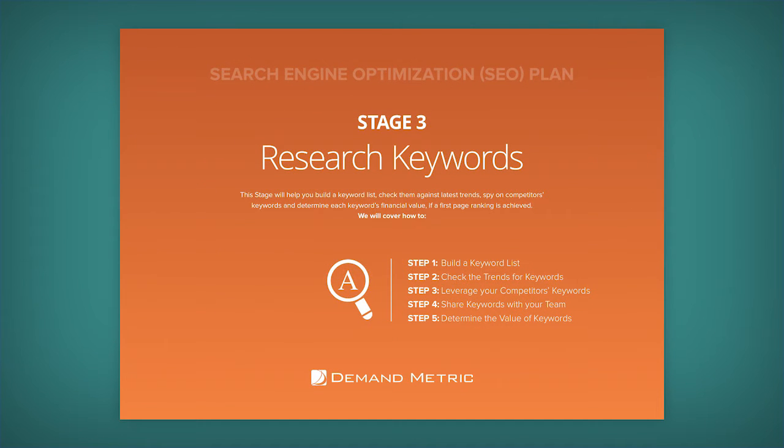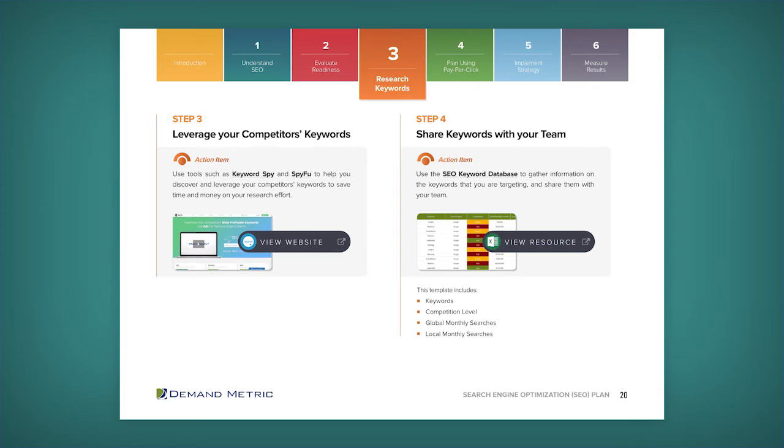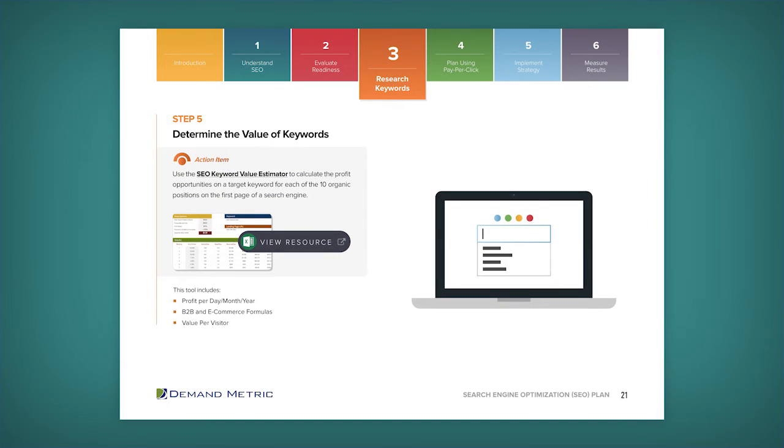In stage 3, you're going to research keywords. And here, the first step is to build a keyword list. Next, you're going to check the trends for those keywords. And then you're going to move into leveraging your competitors' keywords and sharing keywords with your team, and then ultimately determine the value of the keywords that you're using for your SEO project.